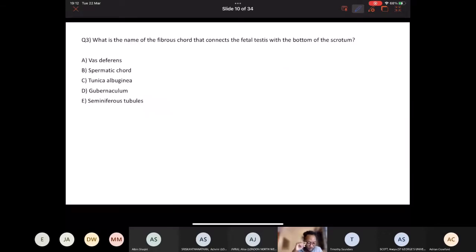Okay, great. So the third question is, what is the name of the fibrous cord that connects the fetal testes with the bottom of the scrotum?